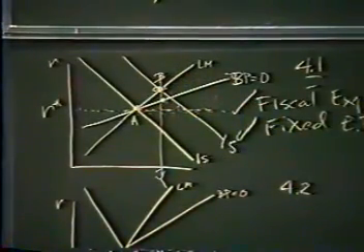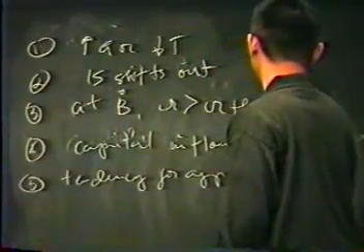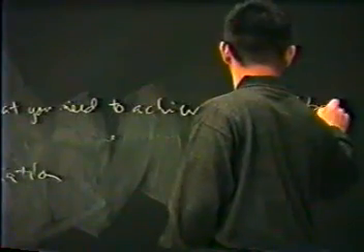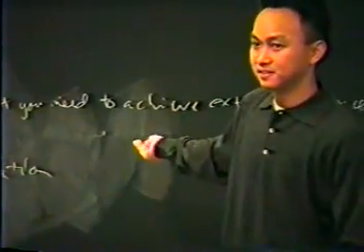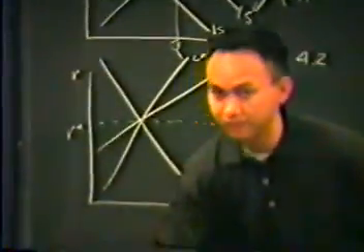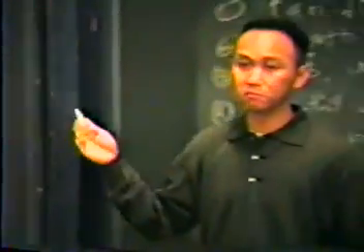So how do you tell the story? R greater than what? Which rate? R is greater than the interest rate which you need to achieve external balance. R is greater than the R that you need to achieve external balance. Does this make sense? So for a small open country, you look at the world interest rate. For a large open country, you look at the BP curve. Exactly. You look at the BP curve that stays for that large open country.